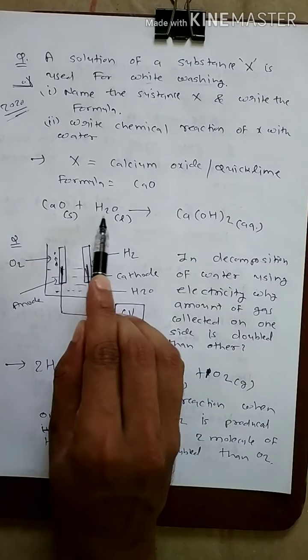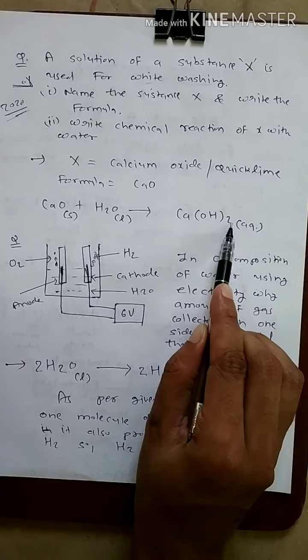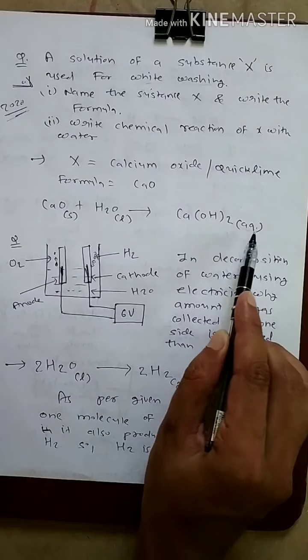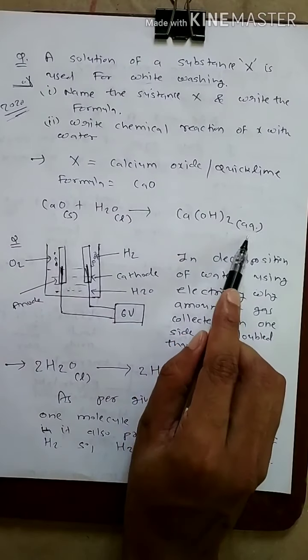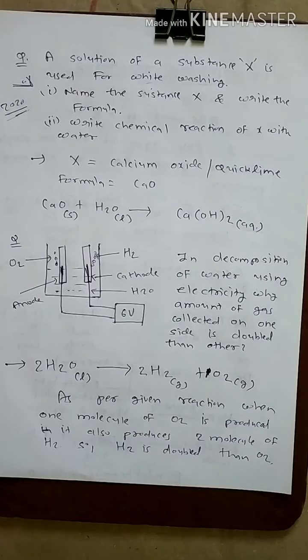CaO, that is solid, plus H2O, that is liquid, gives Ca(OH)2, that is in aqueous form. Aqueous form means water soluble form. Okay, so this was the question in the board exam March 2020.